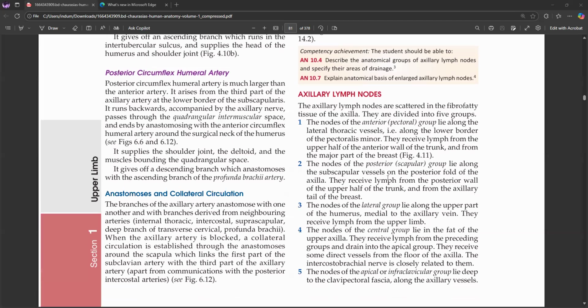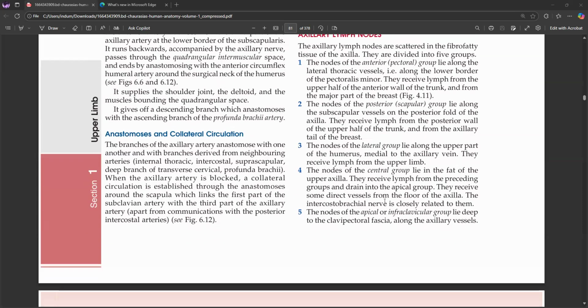Axillary lymph nodes. The axillary lymph nodes are scattered in the fibrofatty tissue of the axilla. They are divided into 5 groups. Number 1. The nodes of the anterior or pectoral group lie along the lateral thoracic vessels, that is, along the lower border of the pectoralis minor. They receive lymph from the upper half of the anterior wall of the trunk and from the major part of the breast, figure 4.11.